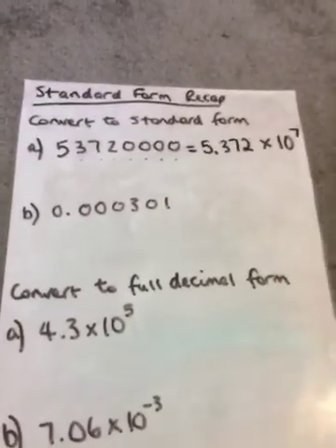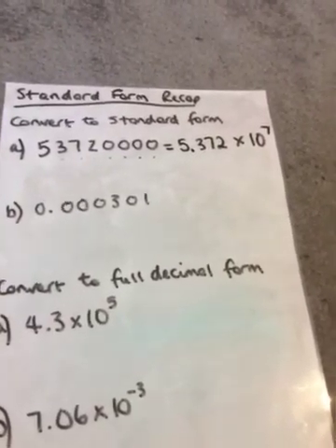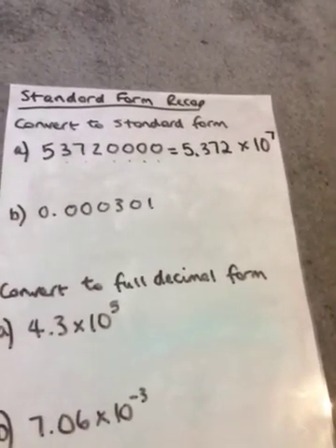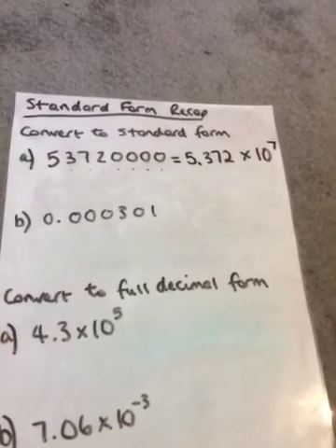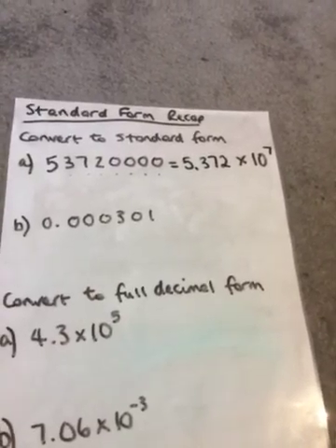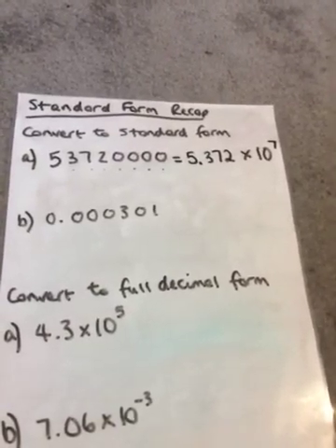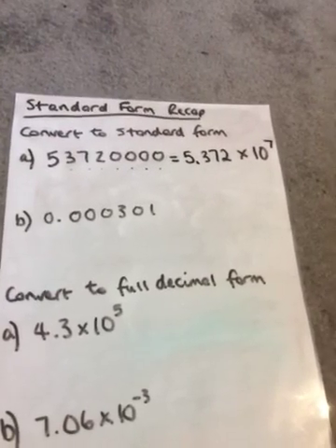Now in the second example, we have 0.000301. Now, this means that our number is smaller, so therefore we're going to have a negative index, because this is going to be a fraction, and if you remember from evaluating in the indices video, when it was a negative index, we moved it down and it became a fraction.